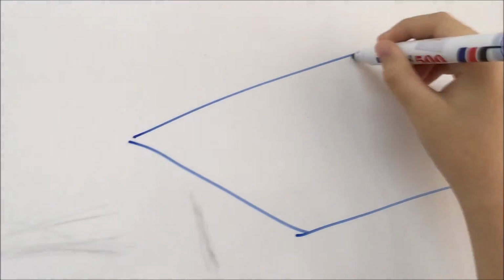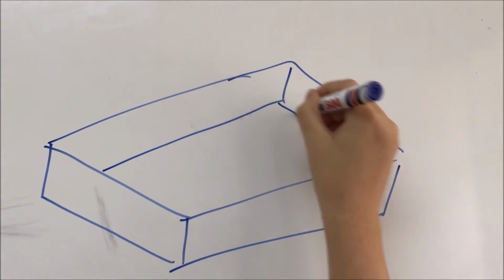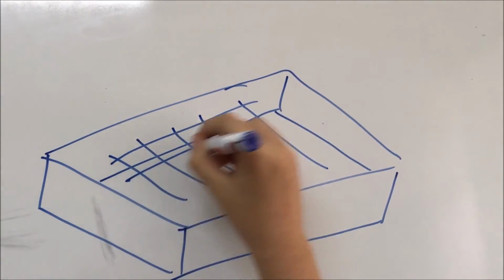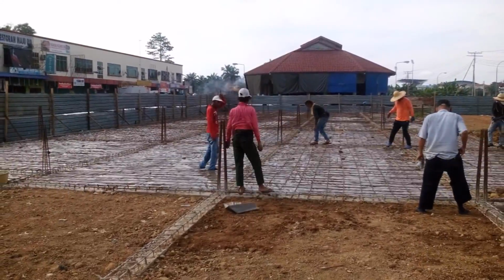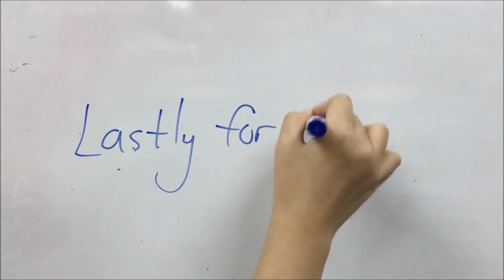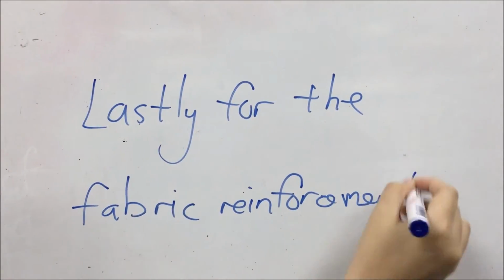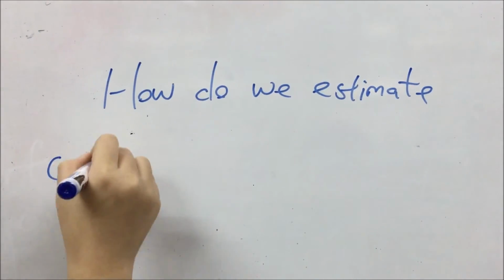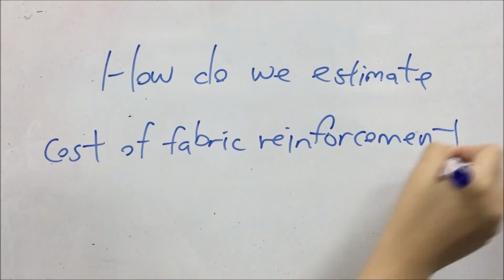For reinforcement, the video above shows the example of how the reinforcement is placed in the ground slab. So as in the picture is the reinforcement which is placed. Lastly, for the fabric reinforcement, how do we estimate the cost for fabric reinforcement, which is known as BRC?